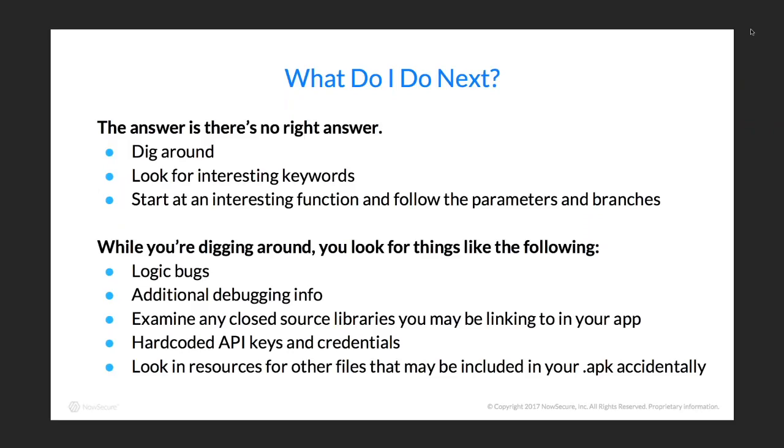You can take some hints. You can look for interesting keywords like password and crypto and money, stuff like that, paycheck, password. Just use grep or search in whatever tool you're using, and hone in on those keywords and then see where they're used and branch out from there. You can start at an interesting function and follow all the branches and parameters as inputs and outputs.